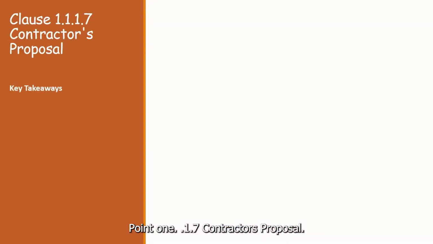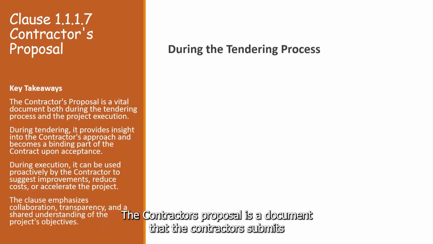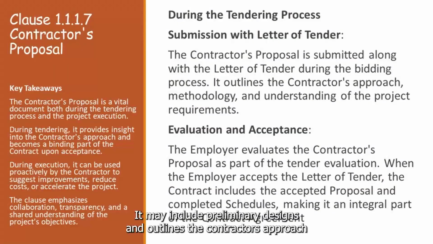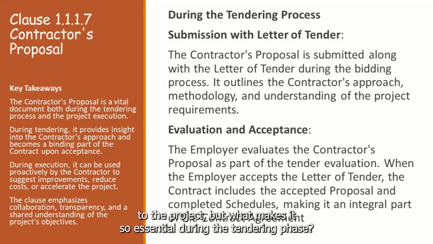Clause 1.1.1.7 Contractor's Proposal. The contractor's proposal is a document that the contractor submits with the letter of tender. It may include preliminary designs and outlines the contractor's approach to the project. But what makes it so essential?